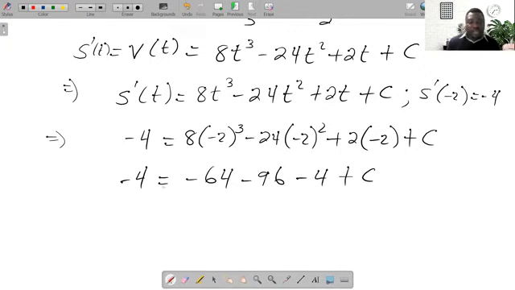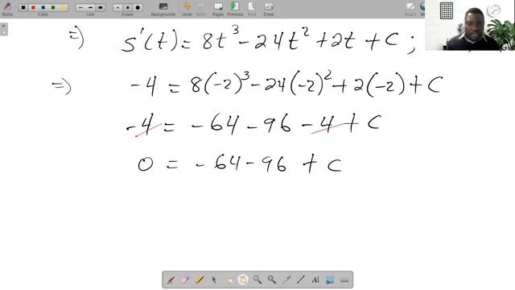What I can do is I can easily cross out the -4s out here. So this is basically going to be a 0, -64 minus 96 plus c. I can easily cross out. You can always do this, cross out this, cross out that, because they are the same on both sides. From there, I can find my C easily.